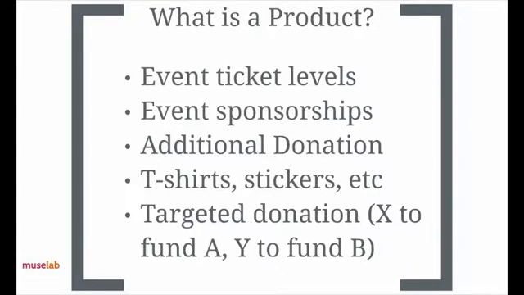So in addition to the peer-to-peer, I guess the most recent upgrade that we did was adding, it started as donation products, and then it evolved into this product form concept. And generally, what is a product in this context is an event ticket level, an event sponsorship, an additional donation, T-shirts, stickers, whatever you have that you want to sell. And another use, which we haven't used yet, but I like a lot, is to have targeted donations. So if you have multiple funds and you want somebody to say, I want $50 to this fund and $100 to this fund, then you can just build them as separate product line items in the form.